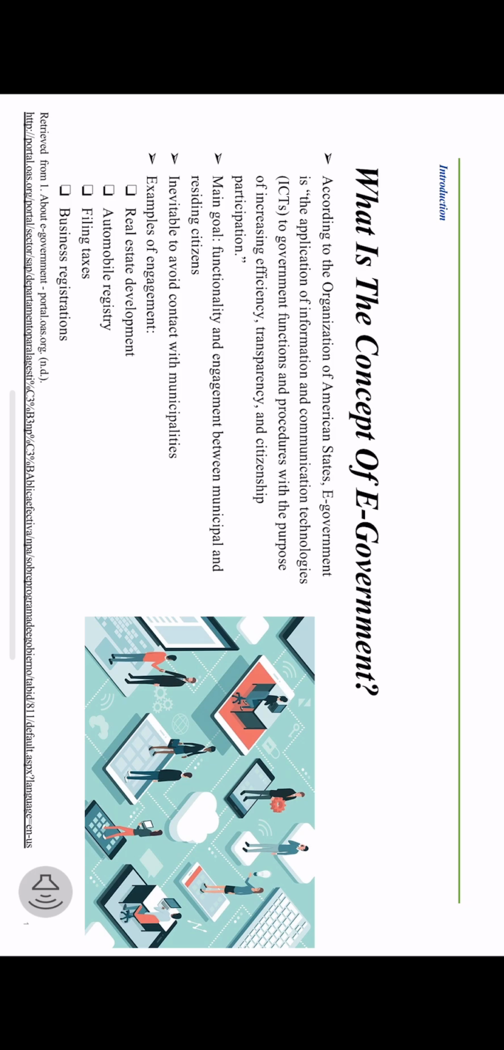What is the concept of e-government? E-government, otherwise known as electronic government, has had significant impacts on society since its introduction in 2002. The main goal of e-governance is functionality and engagement between municipalities and their residents. According to the Organization of American States, e-government is the application of information and communication technologies, or ICTs, to government functions and procedures with the purpose of increasing efficiency, transparency, and citizen participation. It is inevitable to avoid contact with these municipalities. Examples of engagement include real estate development, automobile registry, filing taxes, and business registrations.